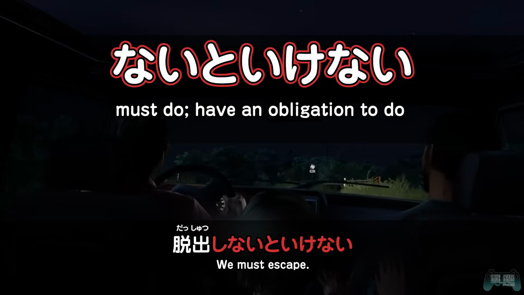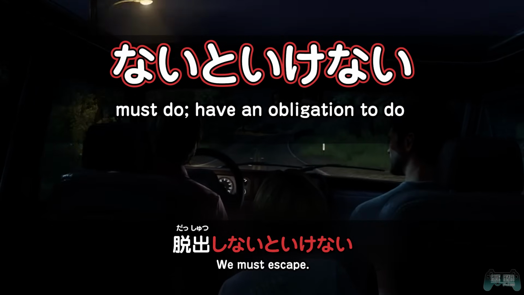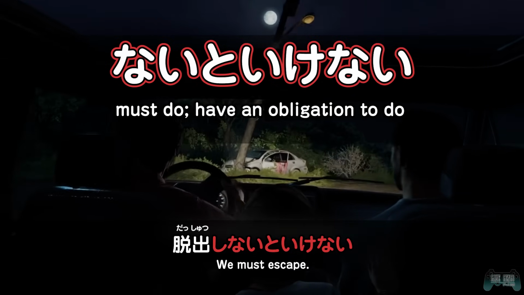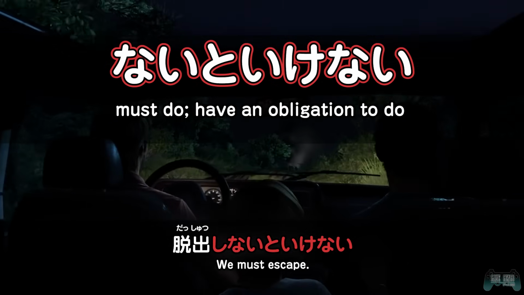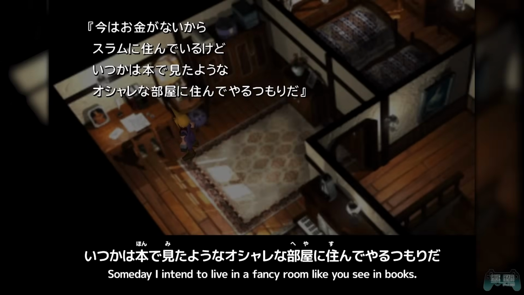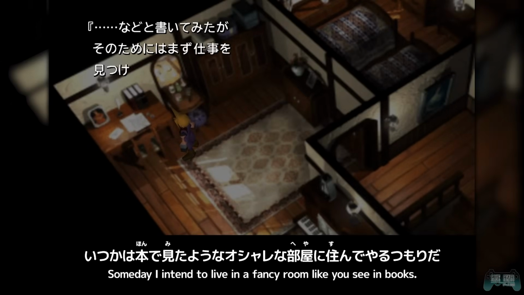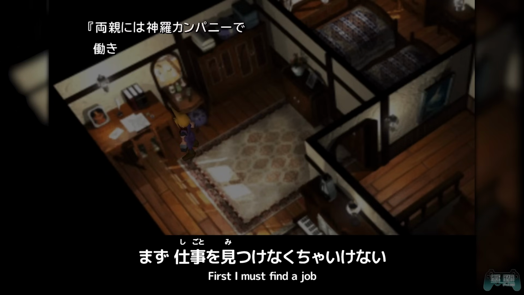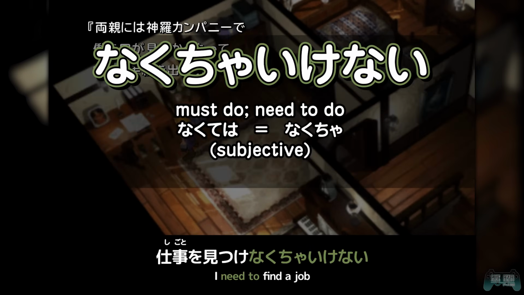There is no choice. It's literally that if they don't get out, bad things are about to happen, and so they must escape. 脱出しないといけない. 今はお金がないからスラムに住んでるけど、いつかは本で見たようなおしゃれな部屋に住んでやるつもりだ。などと書いてみたが、そのためにまず仕事を見つけなくちゃいけない。なくてはいけない.